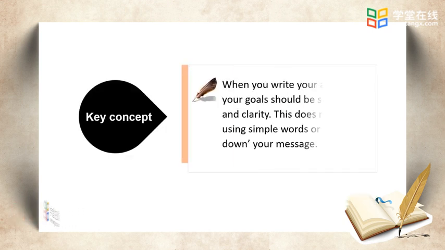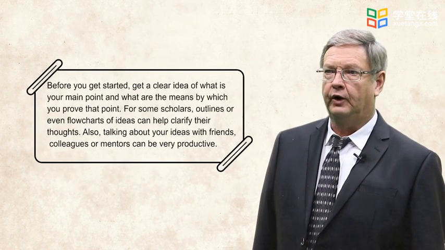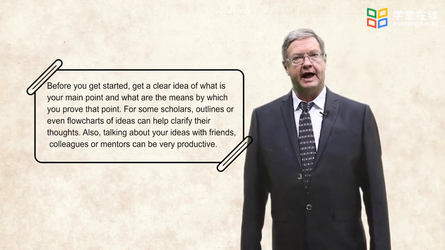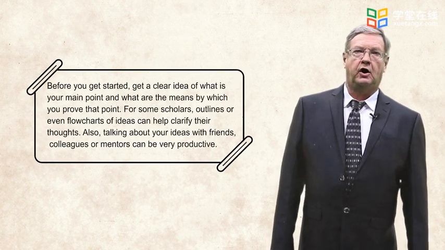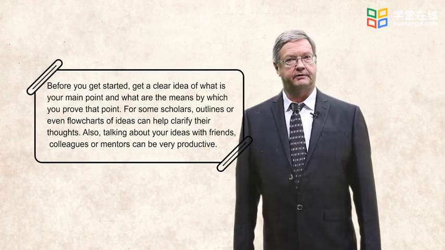When you write your abstract, your goal should be simplicity and clarity. This does not mean using simple words or dumbing down your message. What it means is to strip down your presentations to the core idea and make those ideas show clearly. Before you get started, get a clear idea of what is your main point and what are the means by which you prove that point. For some scholars, outlines and even flowcharts of ideas can help clarify their thoughts. Also, talking about your ideas with friends, colleagues, or mentors can be very productive.